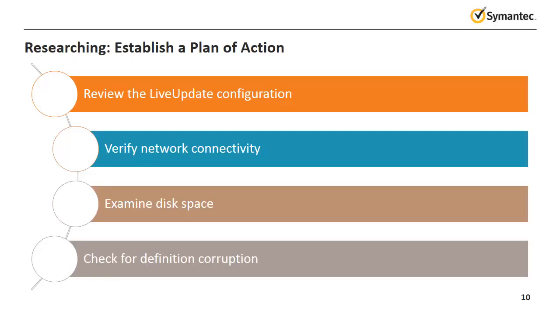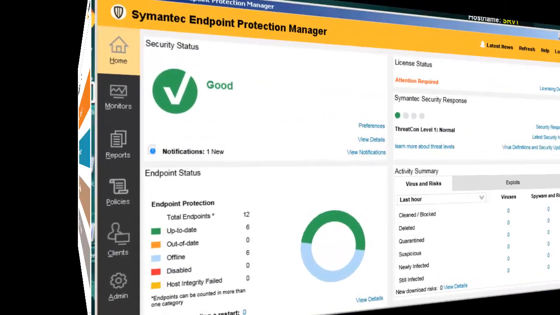Now that we've gathered evidence, it's time to research. When researching a LiveUpdate issue, establish a plan of action. For SEP clients, you can review the LiveUpdate settings and content policies to determine if it's a configuration issue. On the SEPM, check the LiveUpdate settings in the site properties. You can also verify network connectivity and make sure that you can connect to the LiveUpdate website. After confirming that you can connect to the LiveUpdate website, examine disk space to ensure the system meets Symantec's minimum system requirements. For definition corruption, review the SymDiag output.